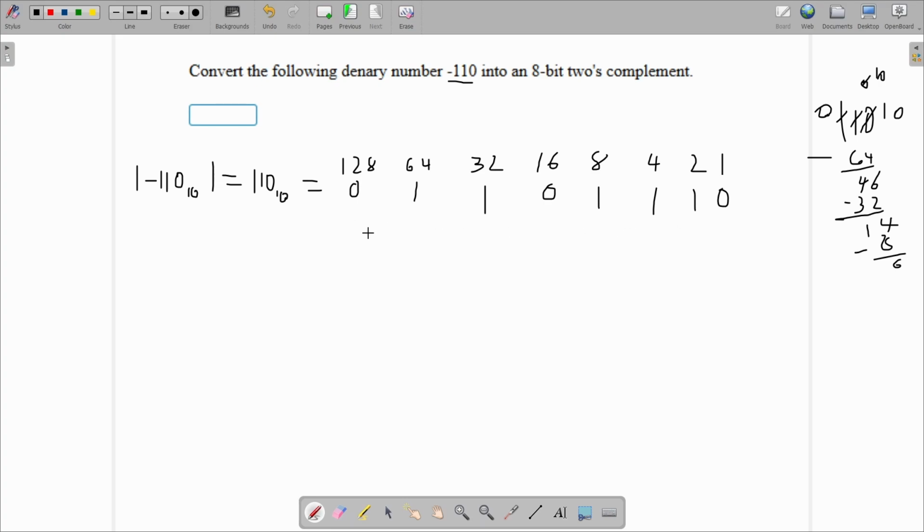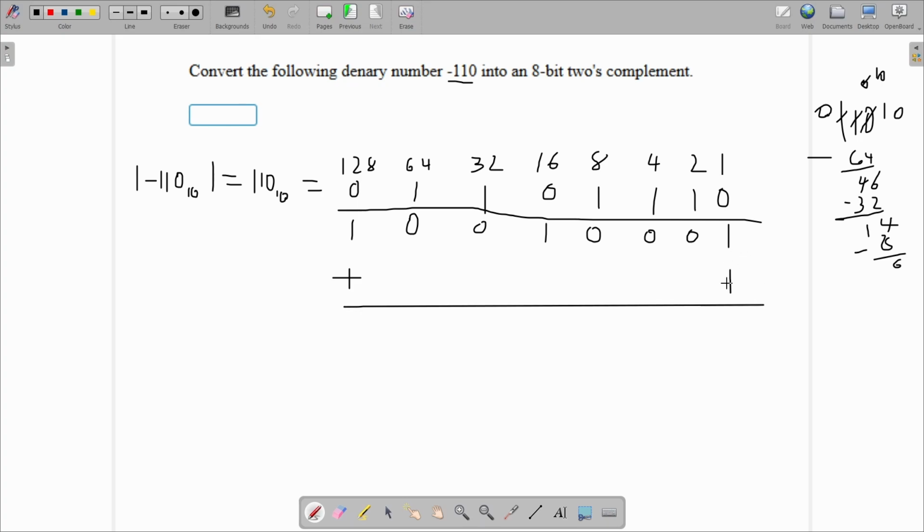After this step, you invert each of the bits. So basically 0 becomes 1 and 1 becomes 0. And finally, you add 1. This line is to show that you do not add these. You don't add this. So 1 and 0, 0, add 1, and then you just write everything else the same because there's nothing else to be added. So finally, you get the answer 10010010 as 2's complement.